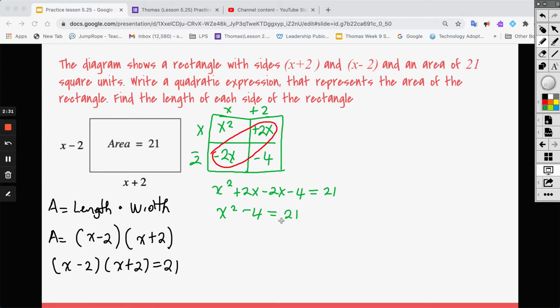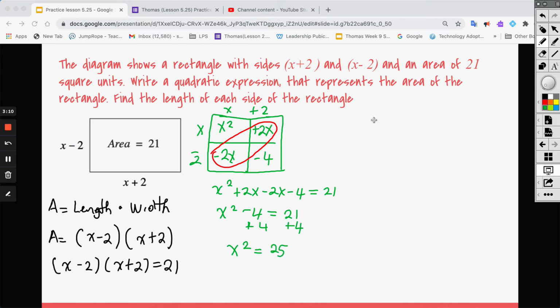Now, in order for us to solve, we know that we have to get the x by itself. And we also have to set our equation. There are two ways we can do it. Set our equation equal to 0 and get the x by itself. Since there's no b term in this equation, we can make the x squared term by itself. So what we're going to do is we're going to add 4 to both sides, which now means that we have x squared is equal to, well, 21 plus 4, that's 25.